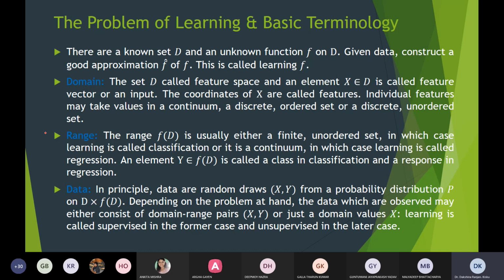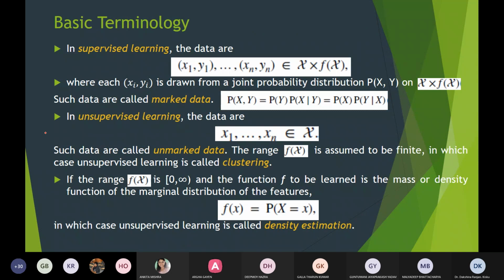Now, when we observe the data as domain-range pairs like x comma y, then in this case the learning strategy becomes supervised. Or if we find the domain values are x only, with no association of another element y, then the learning strategy becomes unsupervised learning. So in unsupervised learning, the other element y will be absent. In supervised learning, data can be arranged as x1 comma y1 up to xn comma yn, where x1 may be considered as the feature and y1 may be considered as the class label.